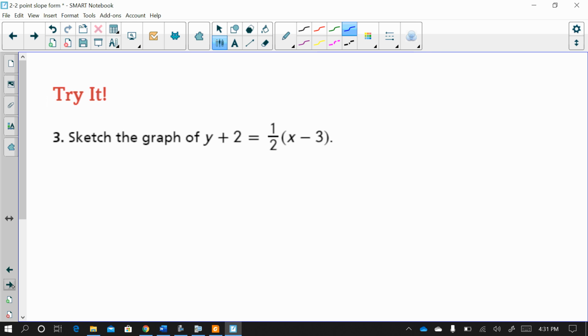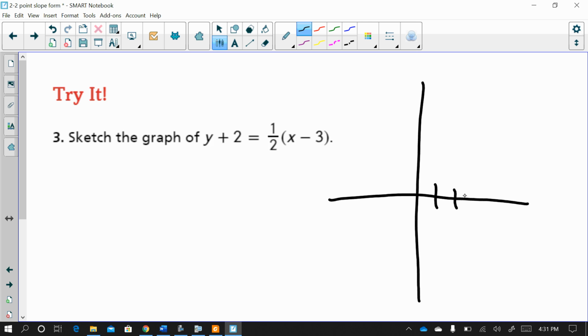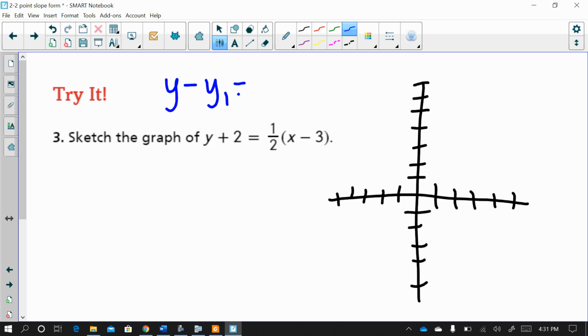Your turn. Please pause the video and try this. Remember the first step is to pick your point. So remember y minus y1 equals m times x minus x1. My point is the opposite of what I see. So I see a negative 3, so my x-coordinate is going to be a positive 3. And I've got a positive 2 with my y, so it's the opposite. It's going to be a negative 2. So the first point I want to sketch is 3, negative 2.